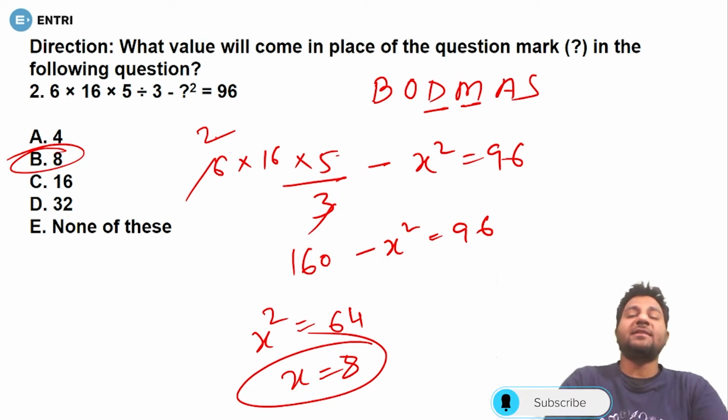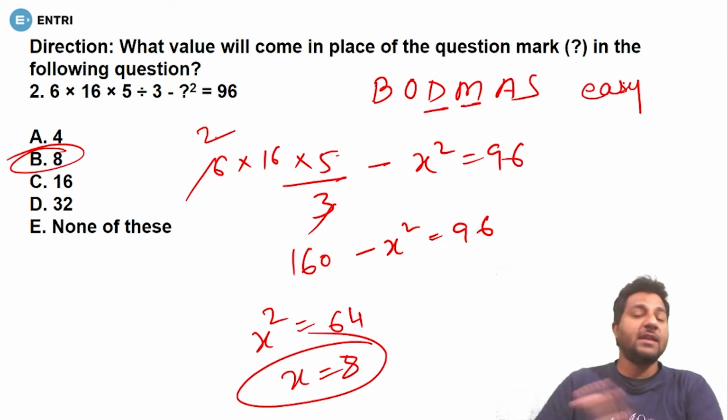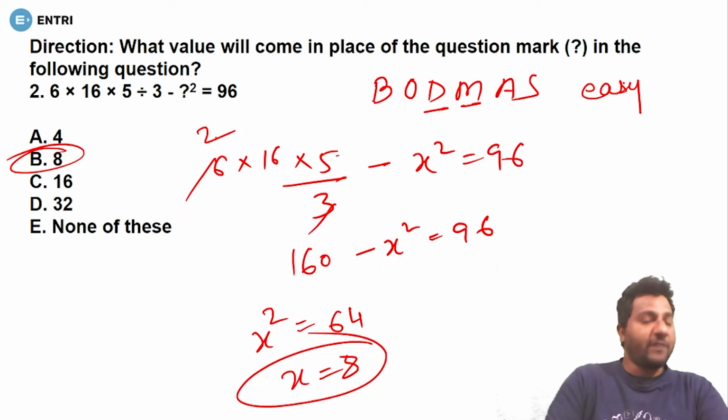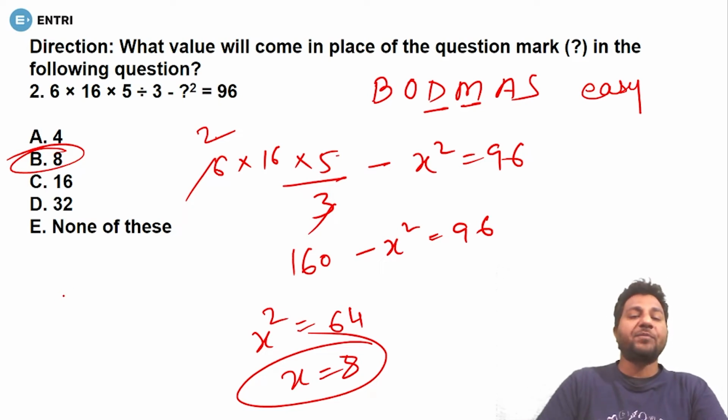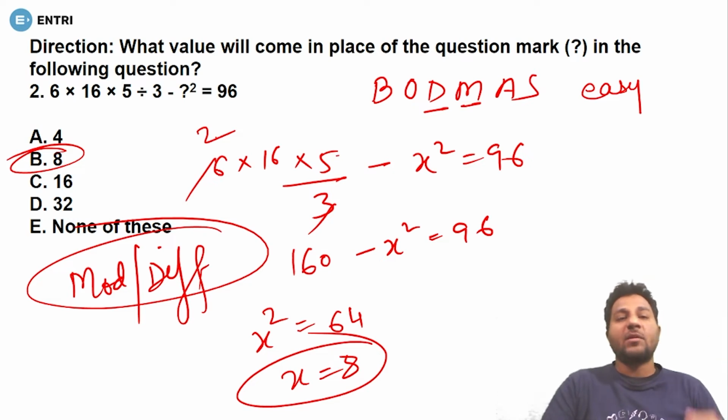So it's an easy one, and you just need to remember you have to attempt the easy section first, and then you will move towards the moderate or difficult section. Basically you need to identify the question between moderate and difficult. If you have learned to identify between moderate and difficult questions, you will be able to excel in the examination, because that is the only secret.